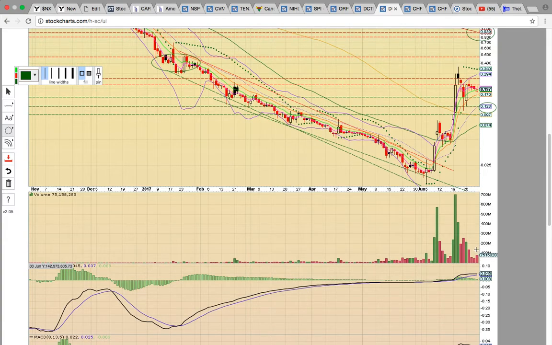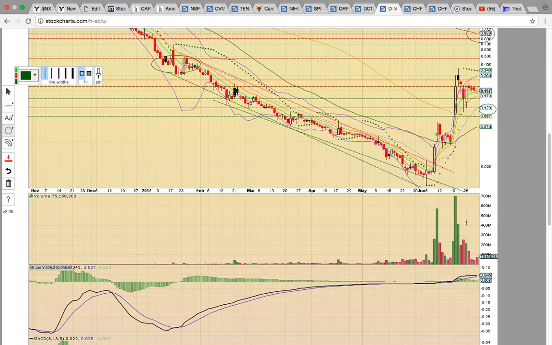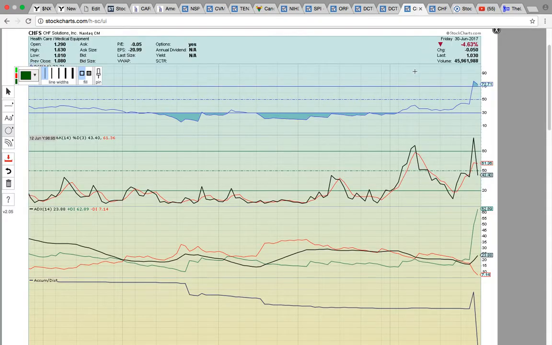There were 4 red candles in a row to end the week last week, 4 red volume bars. It's due for a green volume bar and green candle sometime soon, so keep an eye on it.